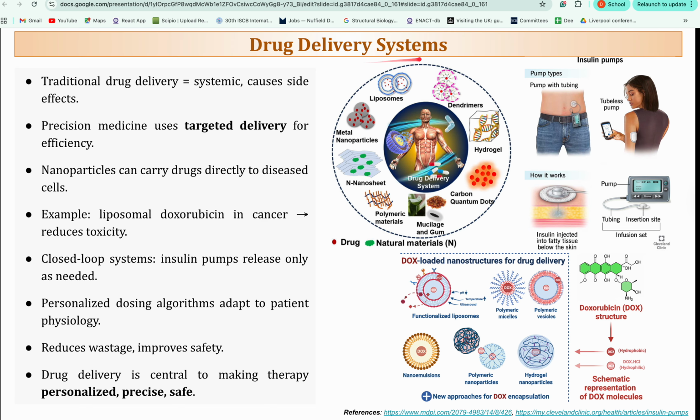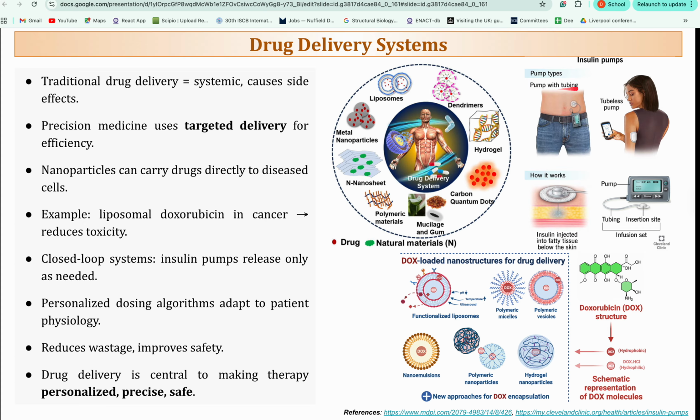So, drug delivery systems could be liposomes, nanoparticles, dendrimers, hydrogels, carbon quantum dots, mucilage, or polymeric materials. All of them can be used for the delivery of the drug, and we can also determine how much dosage is required. Insulin pumps come under another category, closed loop systems, and they help us to achieve the personalized dosage.